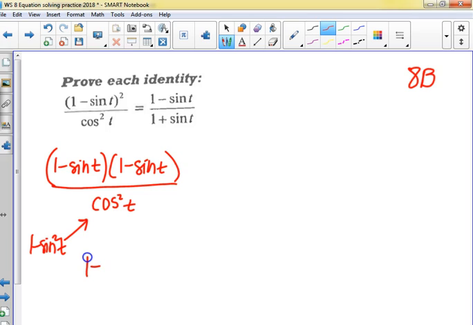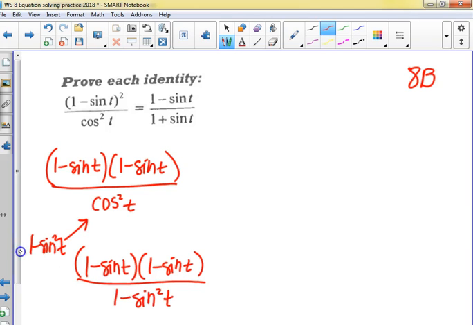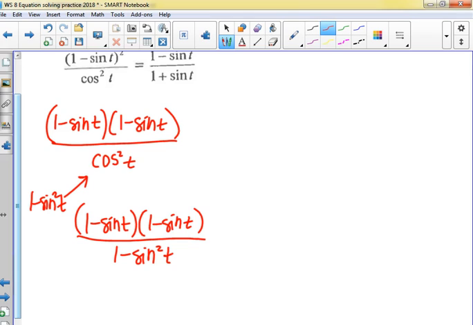But if we leave the top just written out like this, and we trade the bottom for a 1 minus sine squared, now what could we do to that bottom? Don't cancel out. We have to factor it first, right? Because you can't cancel out. There's a minus in there. So the top is 1 minus sine t over 1 minus sine t.